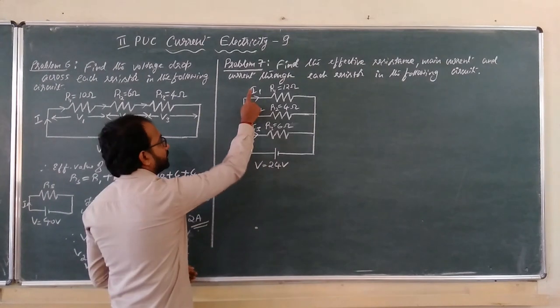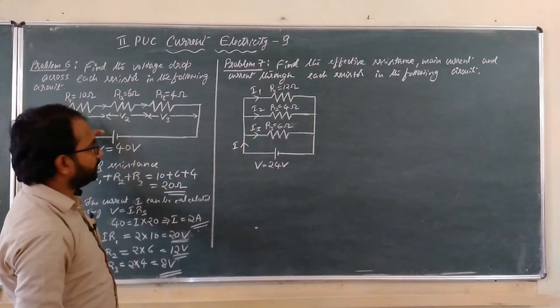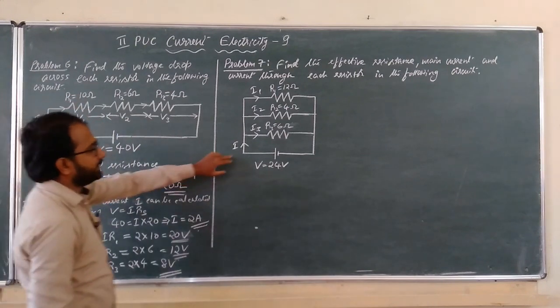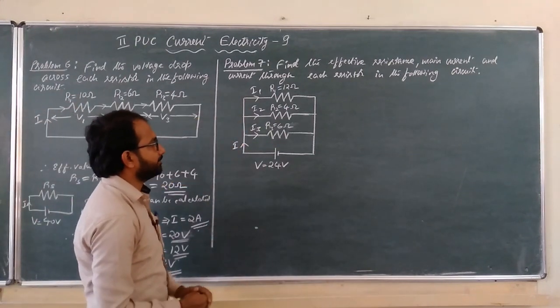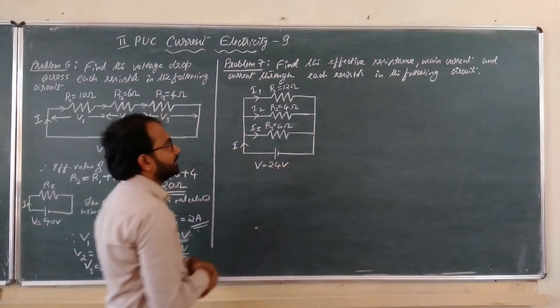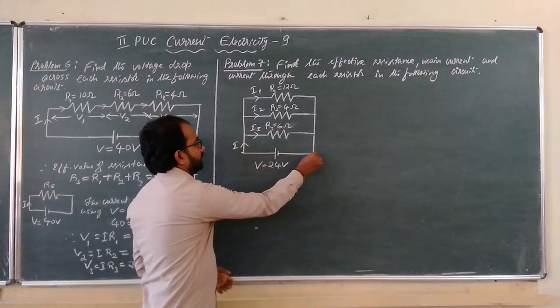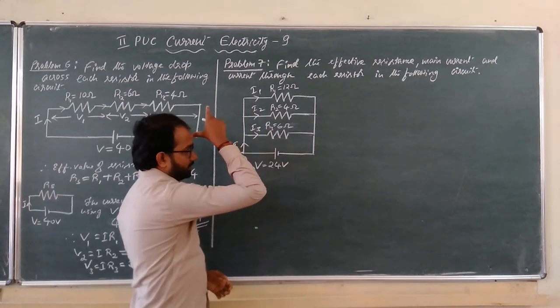What about the current? Current I is equal to I1 plus I2 plus I3. What about the voltage across each component? The voltage across each resistor is the same, that is 24 volt itself, right? So the voltage across each resistor is the same.